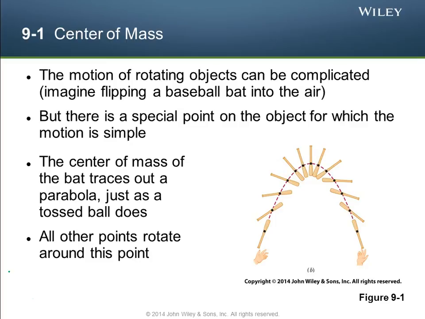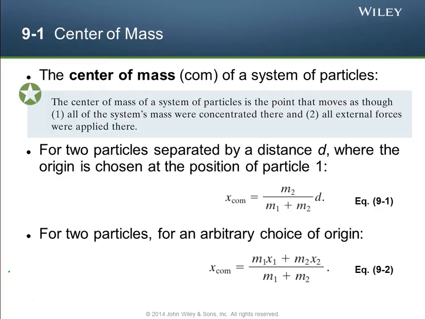However, there is a point at which the mass of the bat rotates around, and that point is what goes through the parabolic path, just like any object that we would throw and expect to see go through that parabolic path. And so we can focus on this center of mass, and it allows our calculations and all of our physics to simplify a little bit.